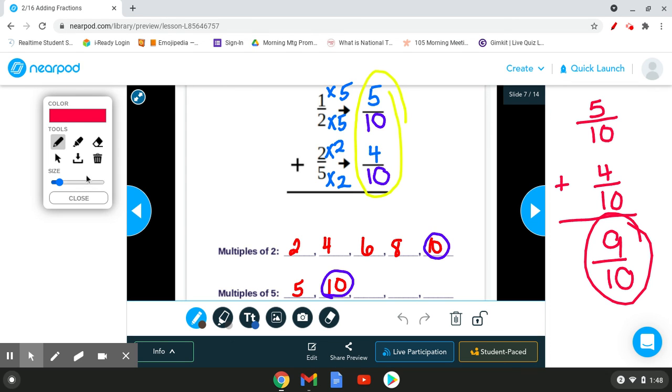So for your independent work today, what I have for you is 2 more problems for you to try independently. So you're going to want to click that link for the student paced Nearpod, as well as there was an additional iReady lesson assigned about equivalent fractions. So because we need that to do everything successfully in our next 3 lessons, you really want to make sure that you are practicing those equivalent fraction lessons.